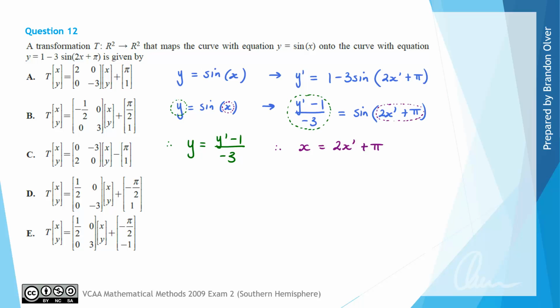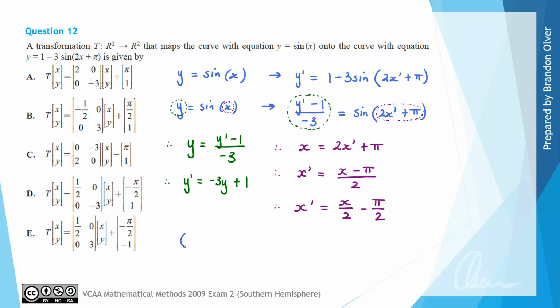In this particular method, we want to now get the dash terms by itself. So for the equation involving y's, I'm going to start by multiplying both sides by negative 3 and adding 1. So that will give us y dash is equal to negative 3y plus 1. And now for the equation involving x, we're going to start by subtracting pi and dividing by 2. So x dash, getting that by itself, is equal to x subtract pi divided by 2. And then I'm just going to split up that fraction so that we can write it as x dash is equal to x over 2 minus pi over 2.